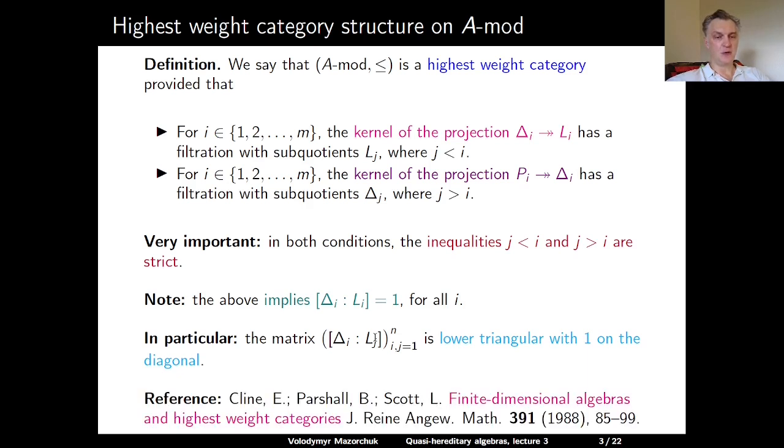And this definition goes back to the original paper by Cline, Parshall, and Scott, which is called Finite-Dimensional Algebras and Highest Weight Categories, and which appeared in Crelle's journal in 1988.